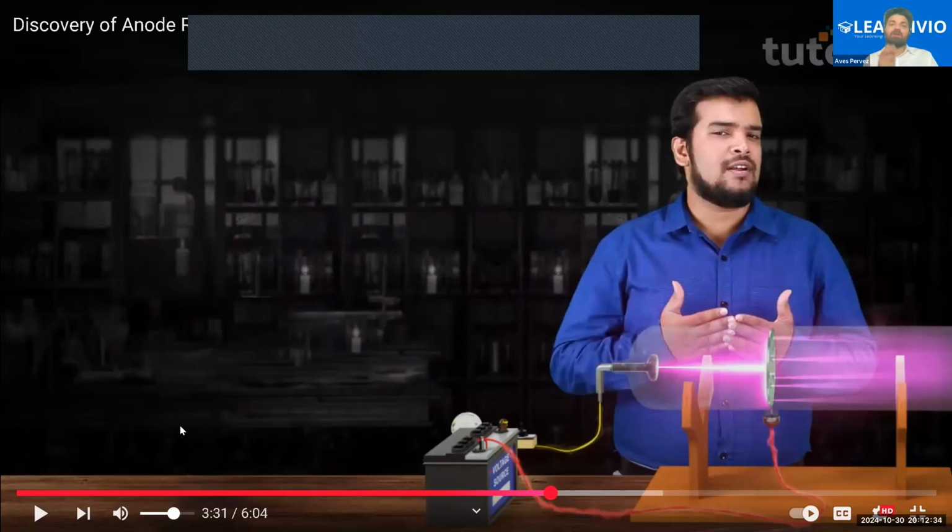So they are deflected, but not as much as the electron was deflected when we bring in a magnetic field or electric field in its way. Because the proton, the positively charged particle, is 1840 times heavier than the mass of the electron.